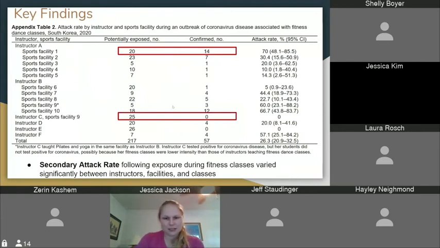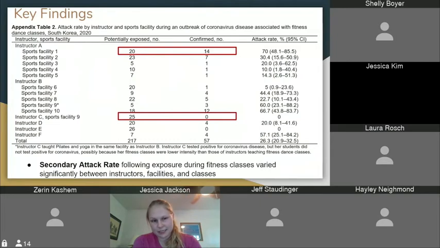Another thing that was interesting is if you look at Jess, you have a couple questions. Okay. Shelley. Okay. With that comment that you just made regarding the sports facility, did they give any background on what maybe the structure or the ventilation was, or the difference between sports facility 1 compared to the others that she did not spread as much?